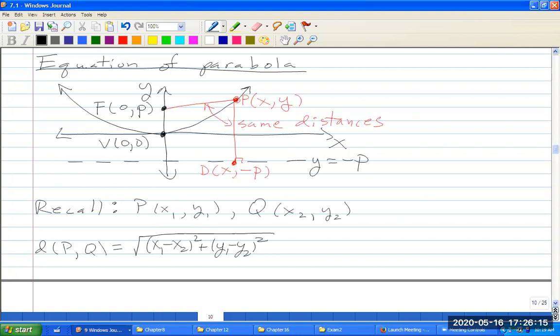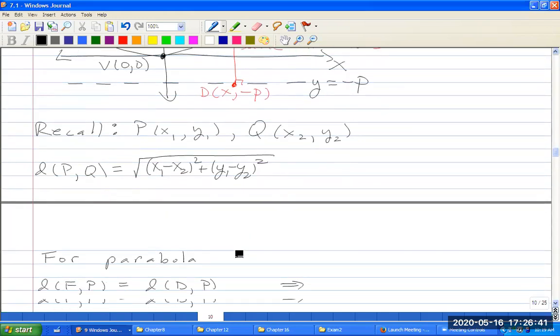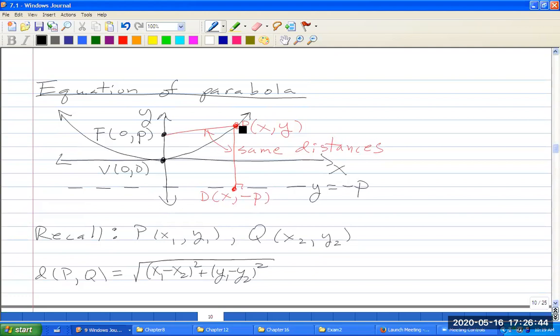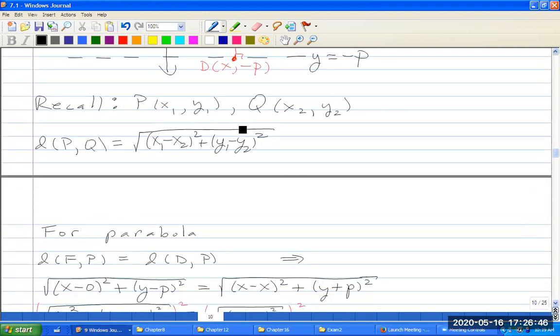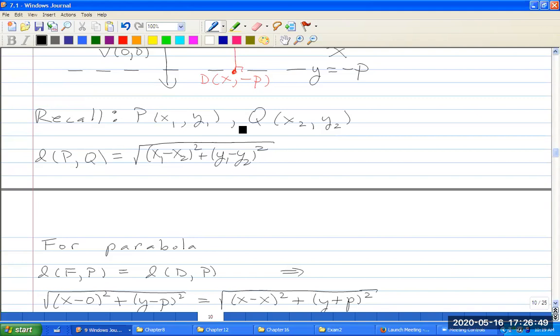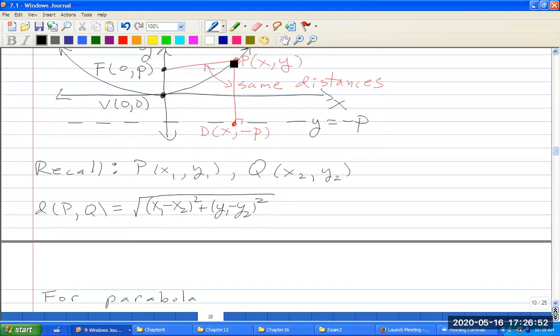Let's recall the distance formula between two points in the plane. Let P have coordinates (x1, y1) and Q have coordinates (x2, y2). Then the distance between P and Q is just the square root of the sum of the squares of the differences between the x and y coordinates. Okay, so let's look at the parabola, and let's look at each of these two distances.